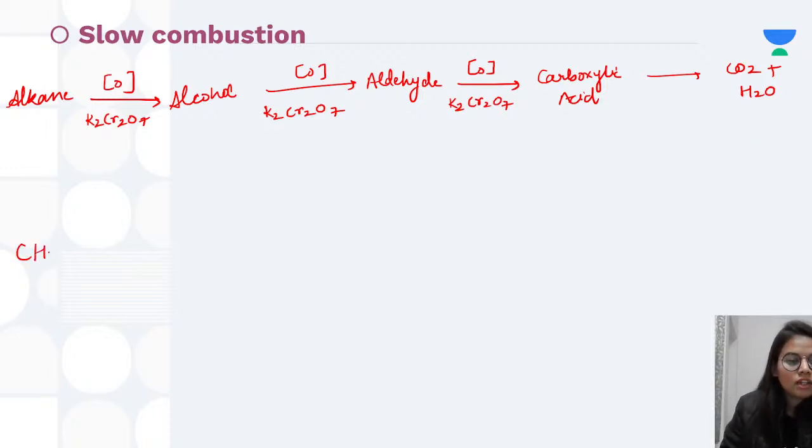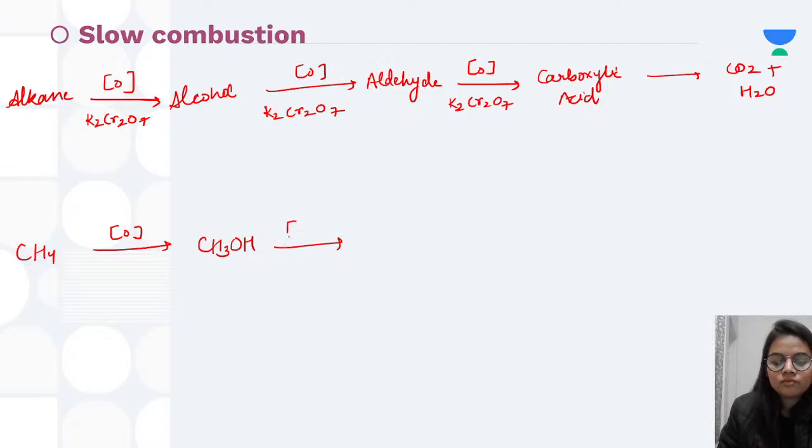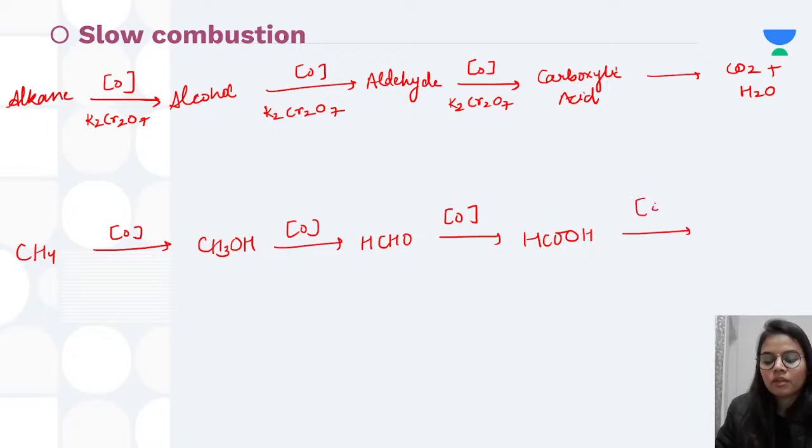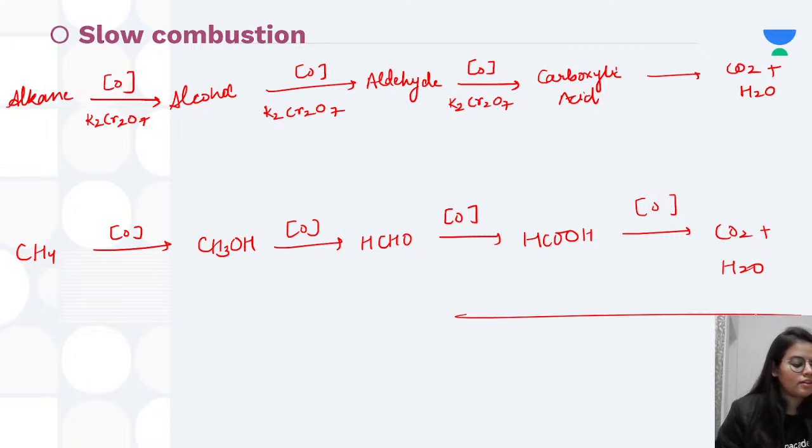So first is methane. On oxidation we get what? CH3OH. Further we have HCHO, that is formaldehyde. Then we will be getting carboxylic acid, that is HCOOH, and further we will be getting carbon dioxide plus water. So this is the reaction that takes place. Hope that is very much clear.